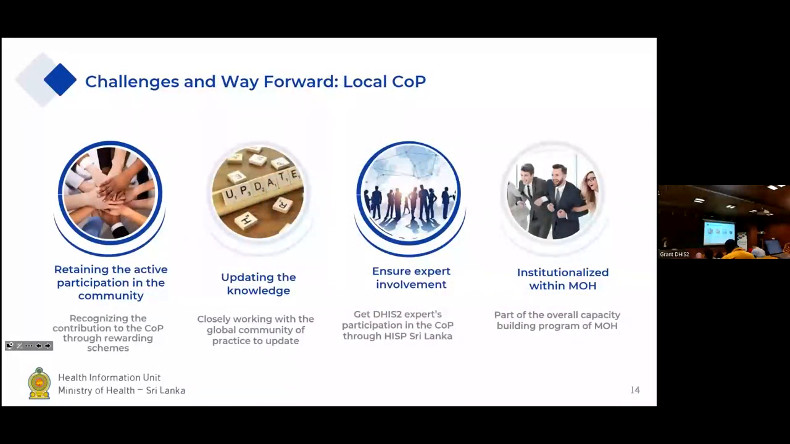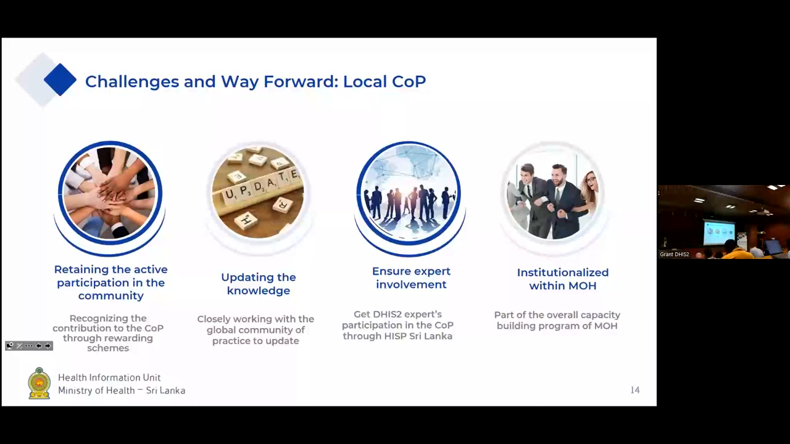So still, these are the way forward. Basically, retaining the active participants in the community, and recognizing their contributions to the community of practice through rewarding schemes, like the University of Oslo is doing with its master's and PhD programs. We can't do that kind of thing, but even within the ministry, recognition of their services is one way. Then updating our community of practice members' knowledge, and ensuring expert DHIS2 participation in the community of practice with HISP Sri Lanka and the international partners also.